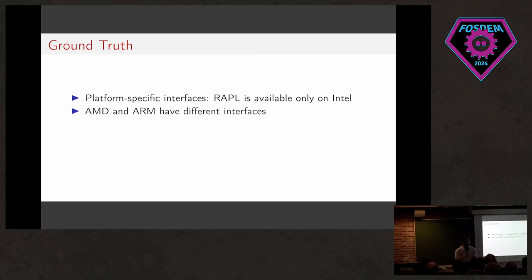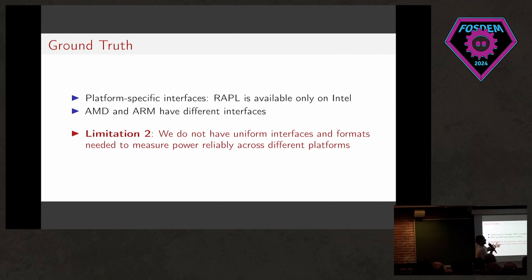So I would love to share a story. I was doing energy profiling on a server class system back in university. And I said, I've built this great infrastructure on my Intel platform, right? Let me just use it to run on ARM and see what happens. And the moment I ran it on ARM, Linux Perf said, I'm sorry, I don't recognize the CPU. I can't give you any numbers. And it just crashed, okay? So all of these interfaces are really different, and you need a significant amount of engineering to make sense of it across different platforms. Second limitation is that we do not have uniform interfaces or formats to measure power reliably.